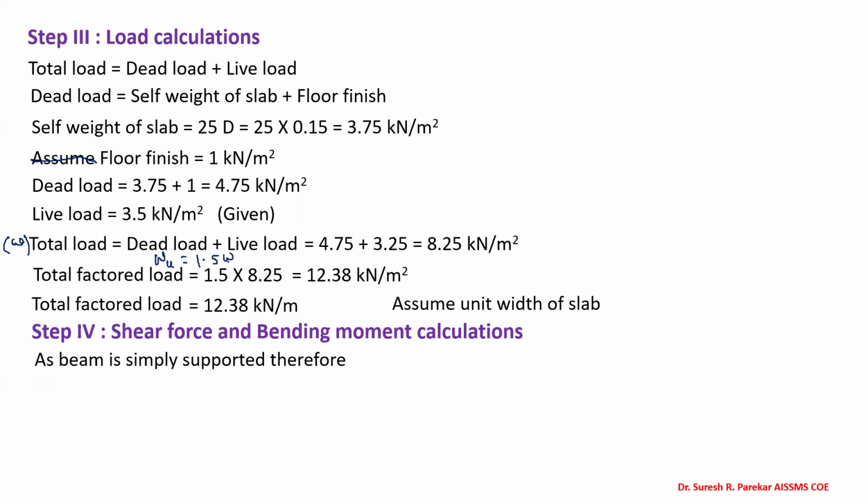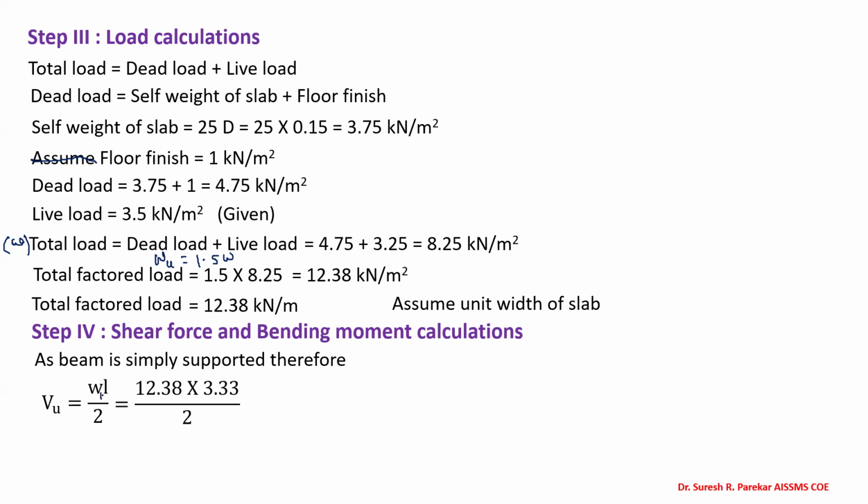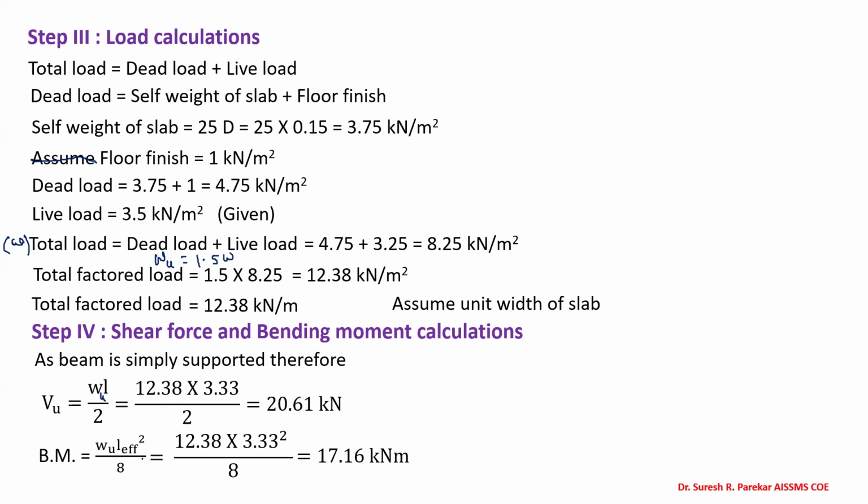Then shear force and bending moment as simply supported. So WL by 2. WU we have calculated. This should not be W actually, this should be WU. And then we have value of V, 20.61 kilonewton, bending moment WL effective square by 8, 17.16.